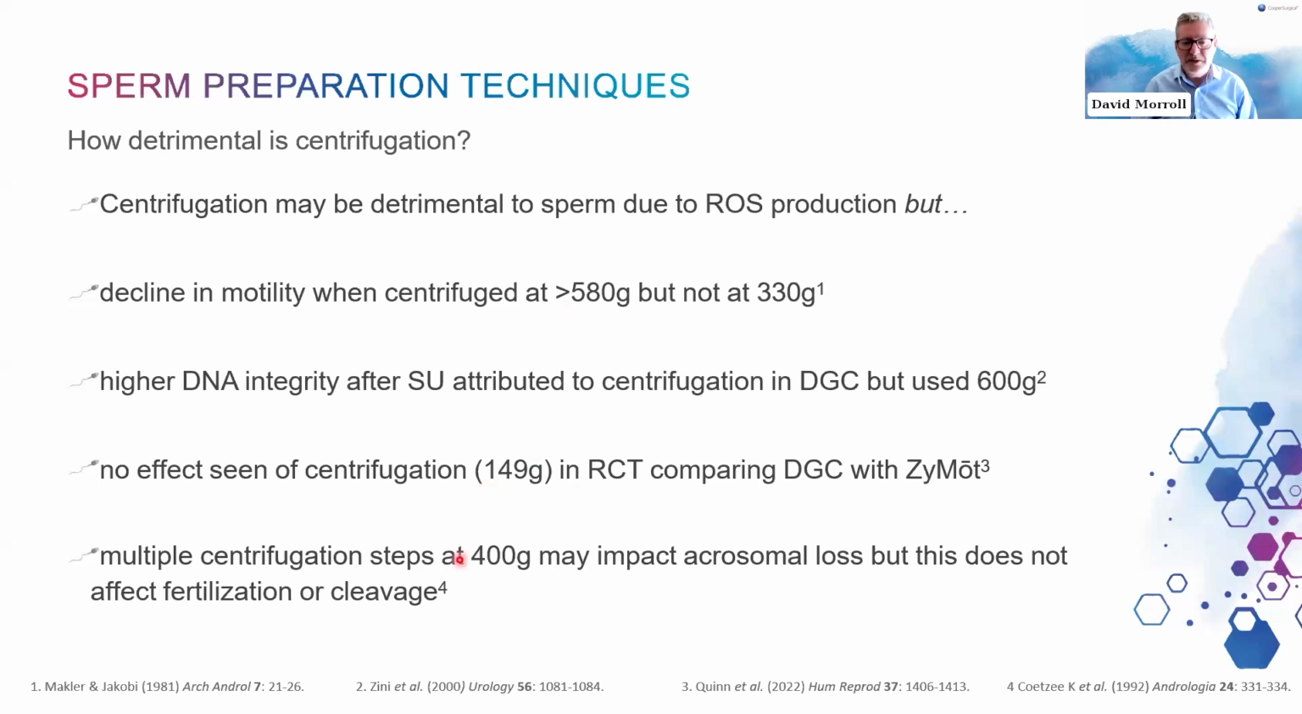There is a paper again from way back in 1992 by PICSI and colleagues where they did multiple centrifugation steps at 400G and showed that you might have an impact on the acrosome, but they couldn't show an impact on fertilization or cleavage. So we can spin sperm. We just have to moderate the speeds to certainly below 500G, 200, 300G.